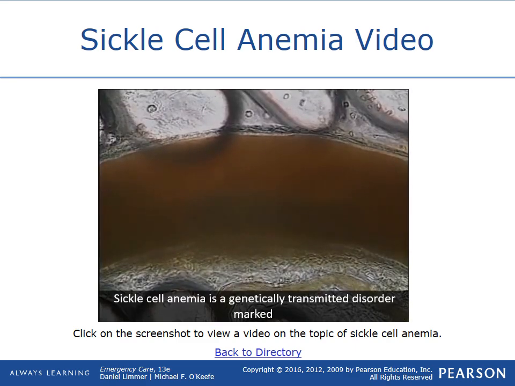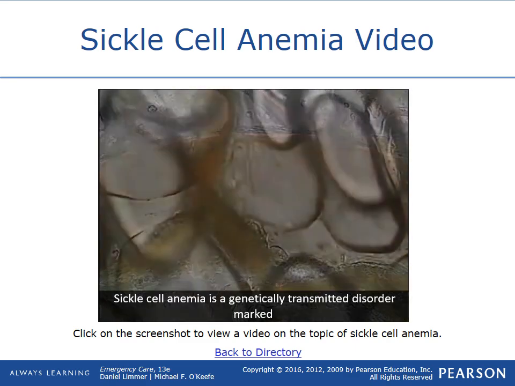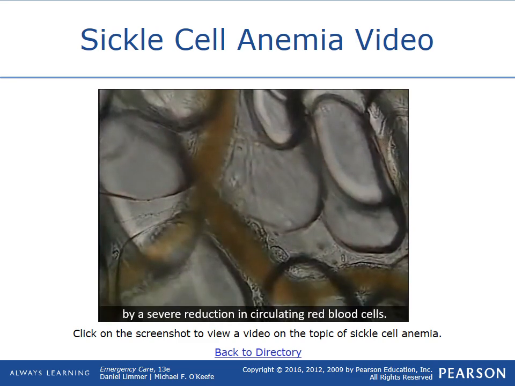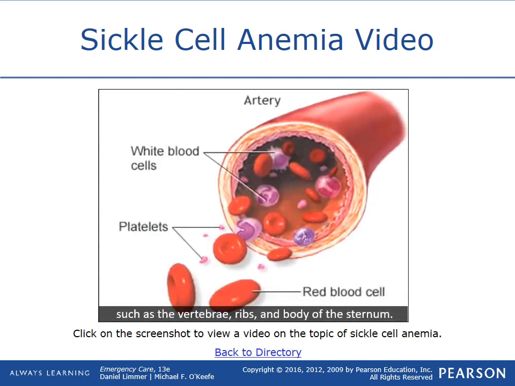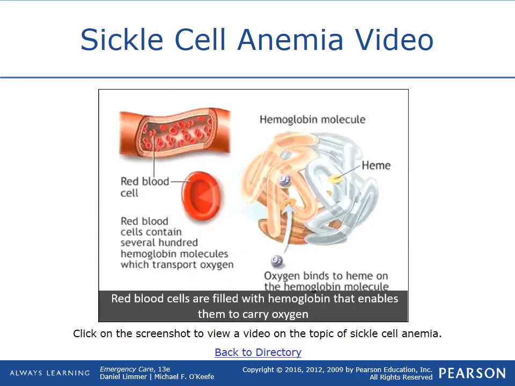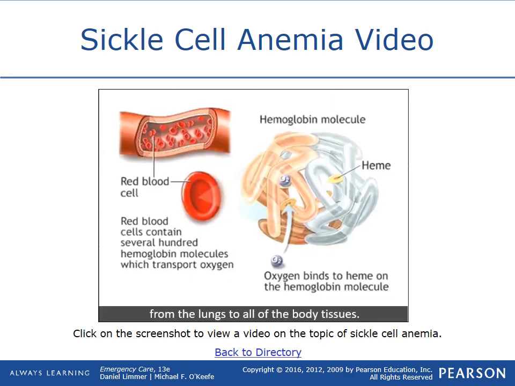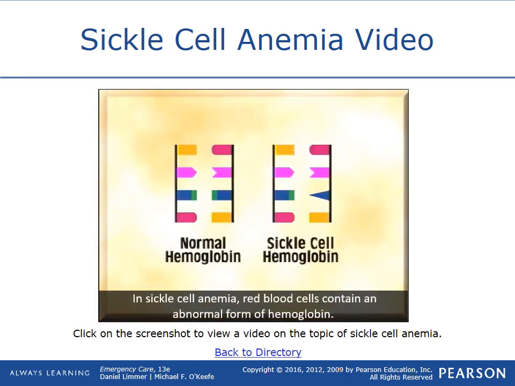Sickle cell anemia is a genetically transmitted disorder marked by a severe reduction in circulating red blood cells. Red blood cells are produced in the red marrow of bones such as the vertebrae, ribs, and body of the sternum. Red blood cells are filled with hemoglobin that enables them to carry oxygen from the lungs to all of the body tissues. In sickle cell anemia, red blood cells contain an abnormal form of hemoglobin.